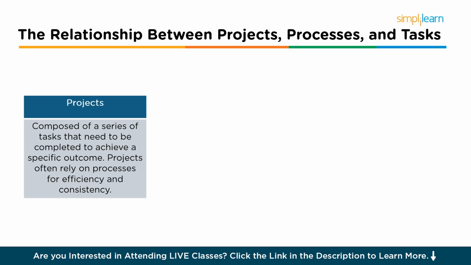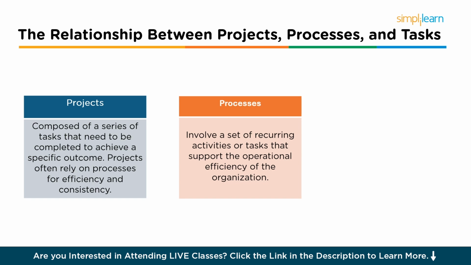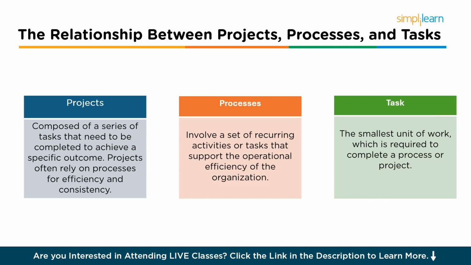Projects are composed of a series of tasks that need to be completed to achieve a specific outcome. Projects often rely on processes for efficiency and consistency. Processes involve a set of recurring activities or tasks that support the operational efficiency of the organization. Processes may encompass multiple projects, especially when the project's outcomes need to be integrated into an ongoing operational workflow. Tasks are the smallest unit of work which is required to complete a process or project. BPM helps organizations define and optimize all three of these elements to ensure that business goals are achieved efficiently and effectively.